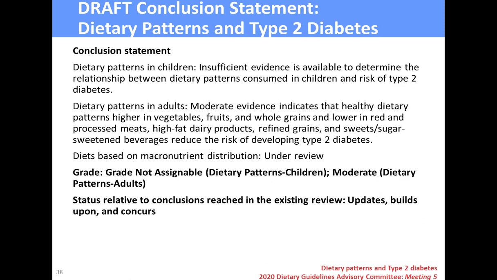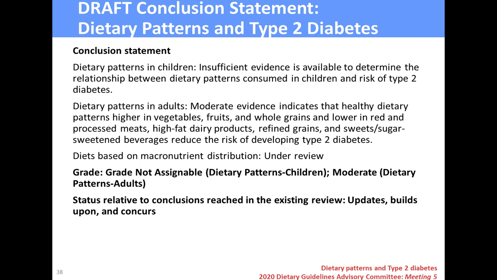So next slide, which should read Draft Conclusion Statement, Dietary Patterns, and Type 2 Diabetes. The following conclusion statements were drafted to answer the question on the relationship between dietary patterns and risk of type 2 diabetes. For dietary patterns in children, there was only one observational study identified that met inclusion criteria. Therefore, the conclusion drafted is insufficient evidence is available to determine the relationship between dietary patterns consumed in children and risk of type 2 diabetes.